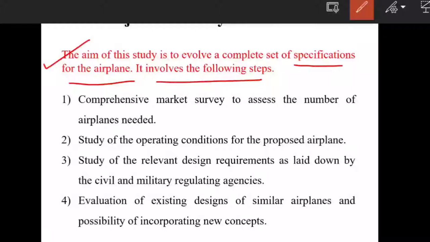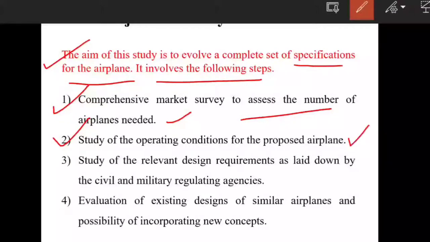The first point is a comprehensive market survey to assess the number of planes needed. It means first we are going to do some research on how many airplanes are required in the market. Then do the study related to the operating condition for the proposed airplane. Then we move to the third point, that is to study the relevant design requirements as laid down by the civil and military regulating agencies.